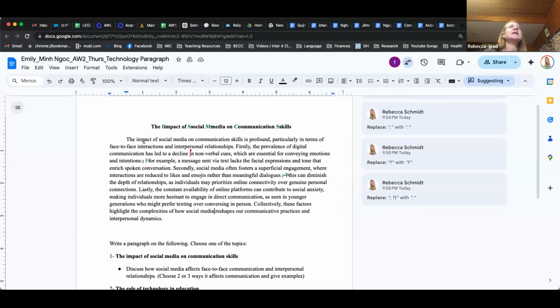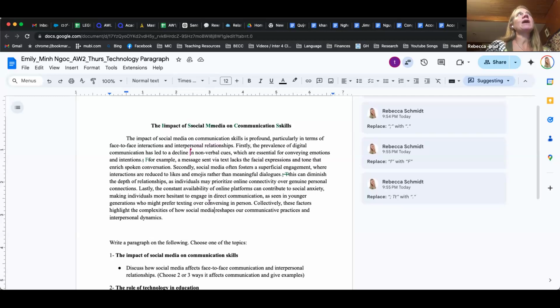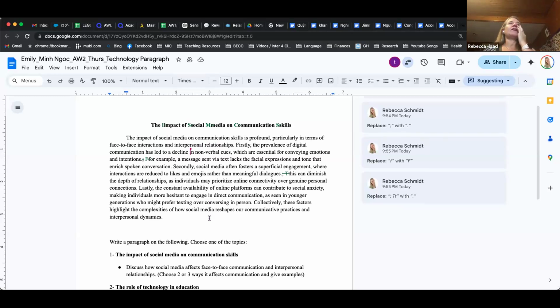You'll notice this topic sentence could just say the impact of social media on communication systems is pronounced. But this one gives a specific reason why. That's a very good topic sentence. Face-to-face interactions and interpersonal relationships. So it gives the two reasons in the title. Face-to-face interaction and interpersonal relationships are talked about here. So we have two main reasons. In a paragraph, usually you have 2 or 3 reasons. Okay, so this is very good.